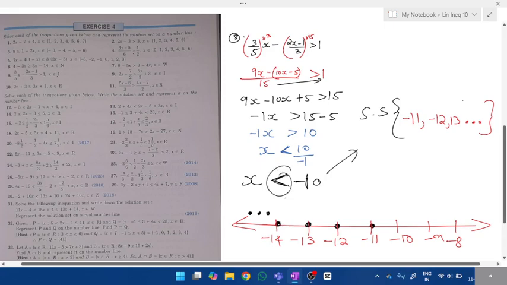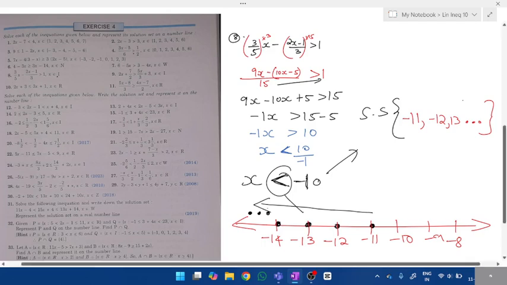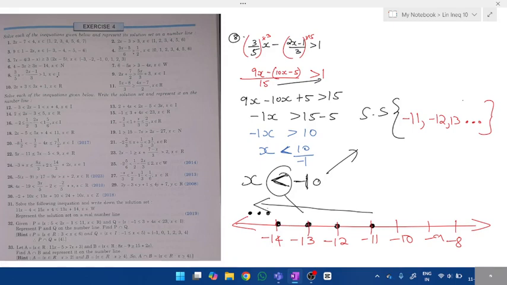And look, as per this arrow, all the numbers are facing towards left hand side. This is the concept of number line. Whichever side the arrow is facing, left hand side or right hand side, you have to draw the number line. Complete this 8th question. Integer 9th.